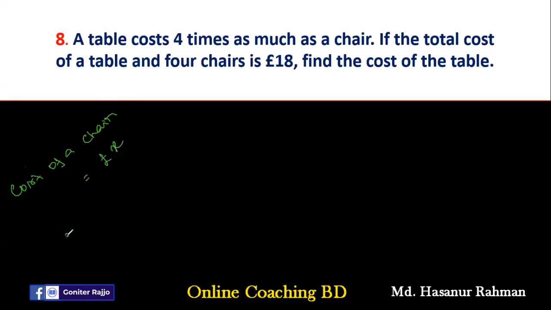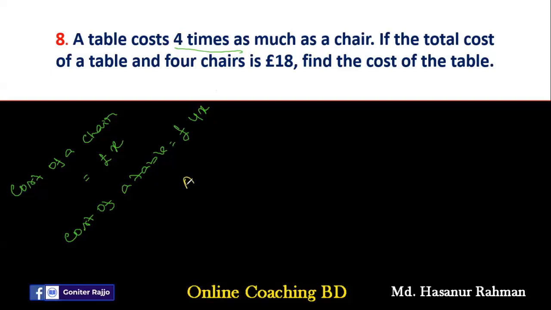Okay, and cost of a table. Look, a table costs 4 times as much as a chair. That means if the cost of a chair is X pound, then the cost of a table will be 4X pound. If the total cost of a table, that means what is the total cost?